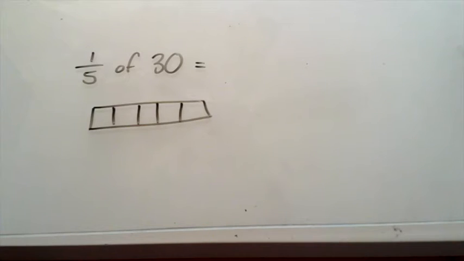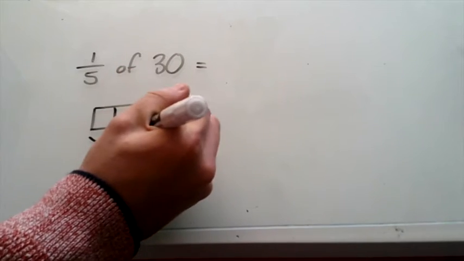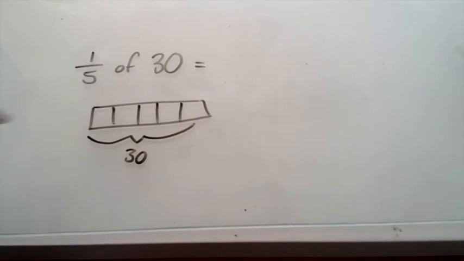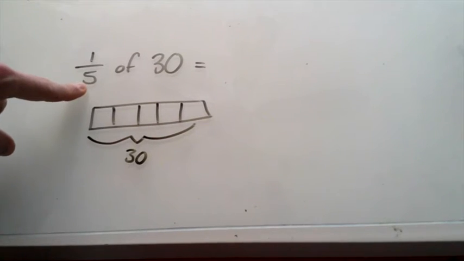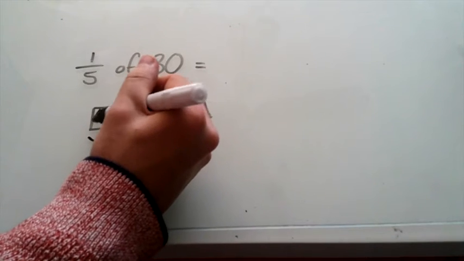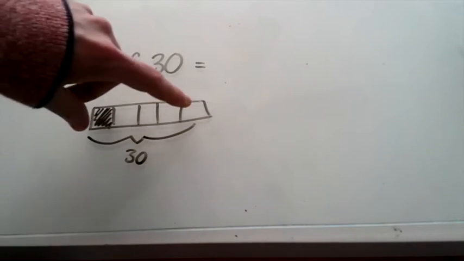So here's another example. We've got 1/5 of 30. So our whole is our quantity, is our 30. We've split that 30 up into fifths. Now we want 1/5 of that. So we want that fifth.